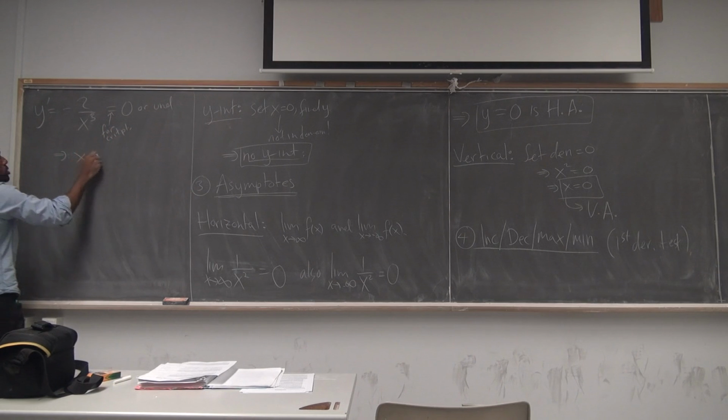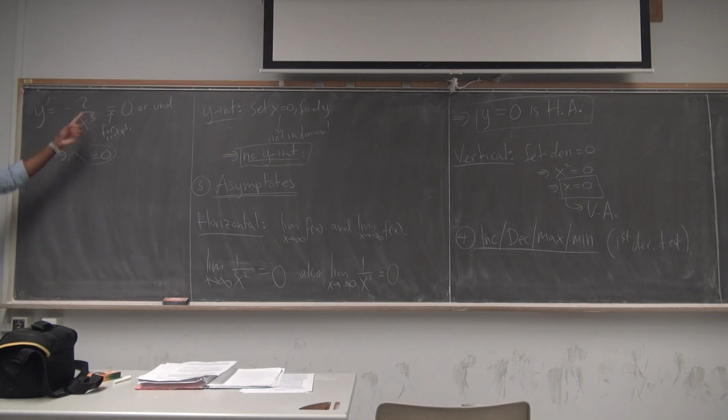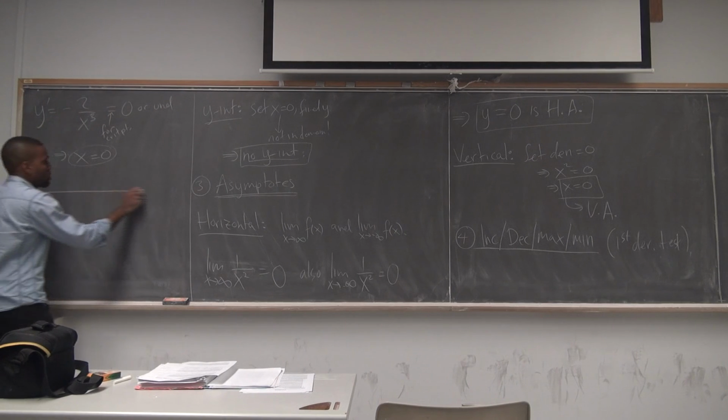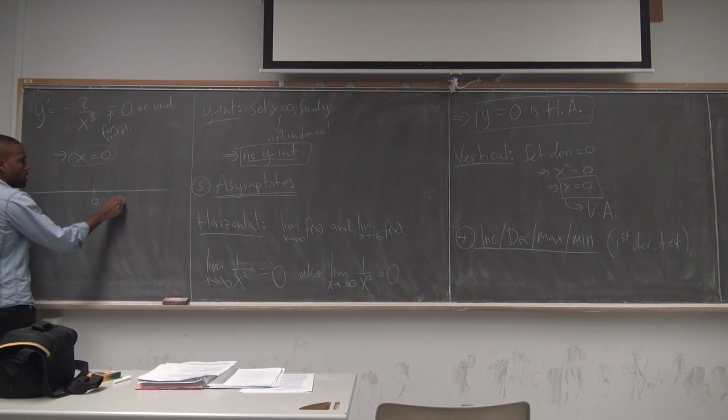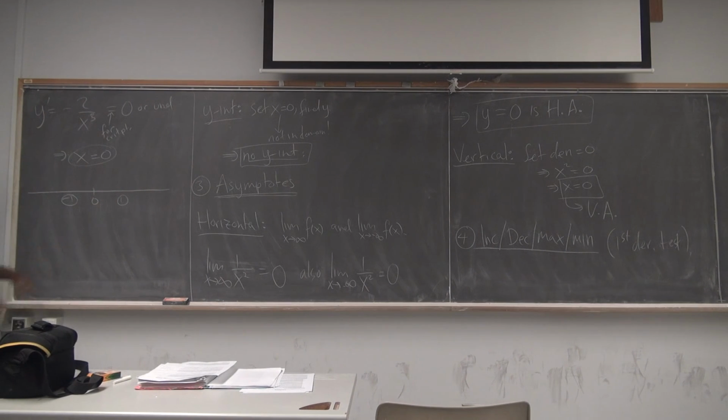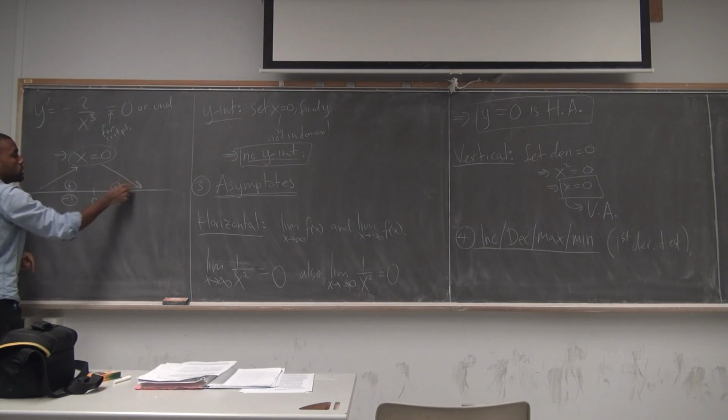And notice that x equals 0 is the only solution to that scenario. It's never 0, but it's undefined when x equals 0. So I'm going to go on a number line. I'm going to plug in 0, and I'm going to take random values. Put a 1 here, put a minus 1 here. Plug a minus 1 into the first derivative, I will get a positive number, which means I'm increasing. Plug in a 1 into that, I get a negative number, which means I'm decreasing.